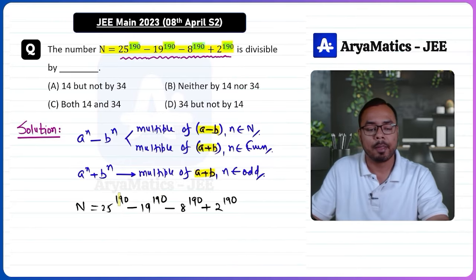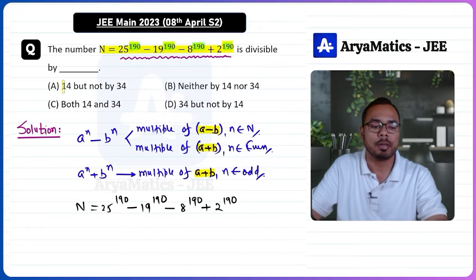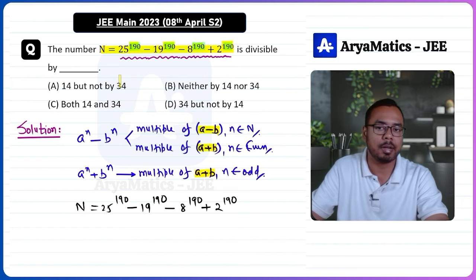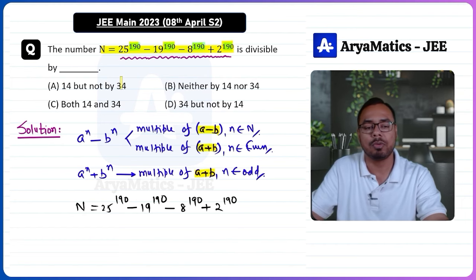Now here, first of all, you can very easily check whether this number is an odd number or an even number. Because if I have to check whether a number is a multiple of 14 or not, a number will be a multiple of 14 if it is a multiple of 2 as well as a multiple of 7. Similarly, it will be a multiple of 34 if it is a multiple of 2 and a multiple of 17.